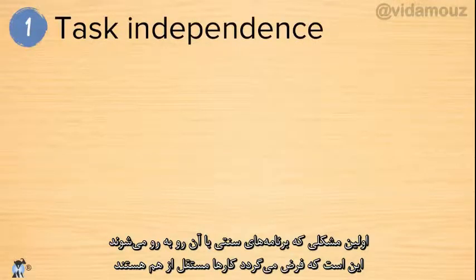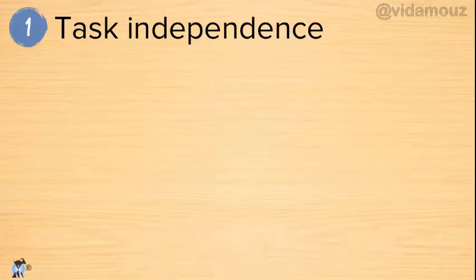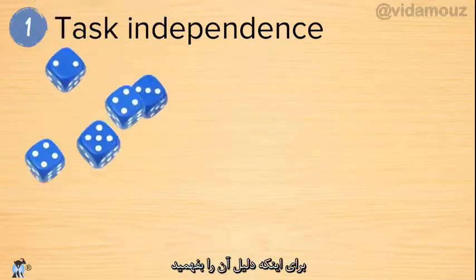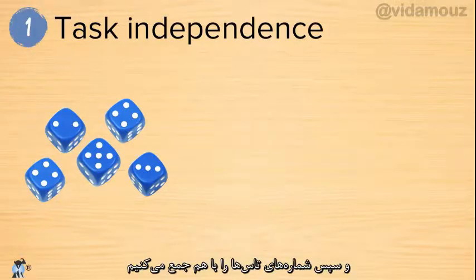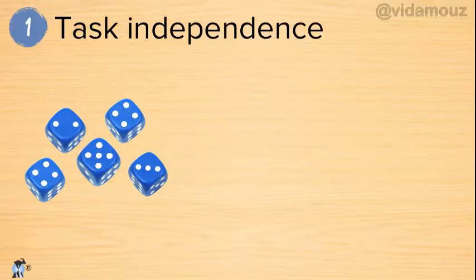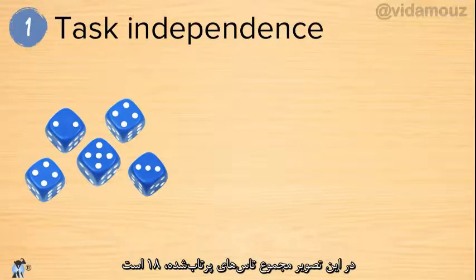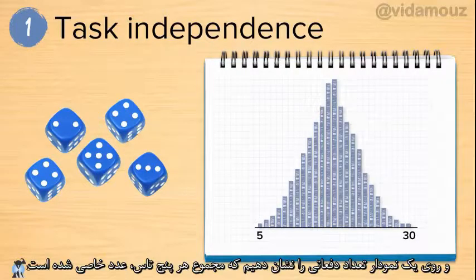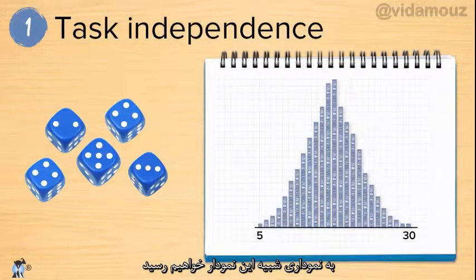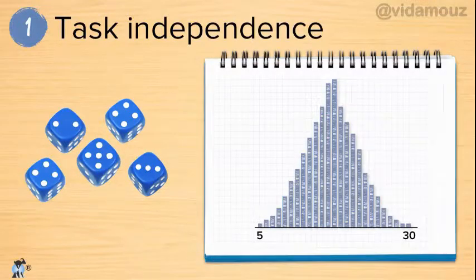The first problem traditional plans encounter is that tasks are assumed to be independent, but they aren't. To see why this is so, imagine we roll 5 normal 6-sided dice and add up the number of pips on those dice. In the case here, the sum would be 18. Suppose we do this a bunch of times, and we graph the number of times we roll each possible total. We'd get something like the results being graphed here.